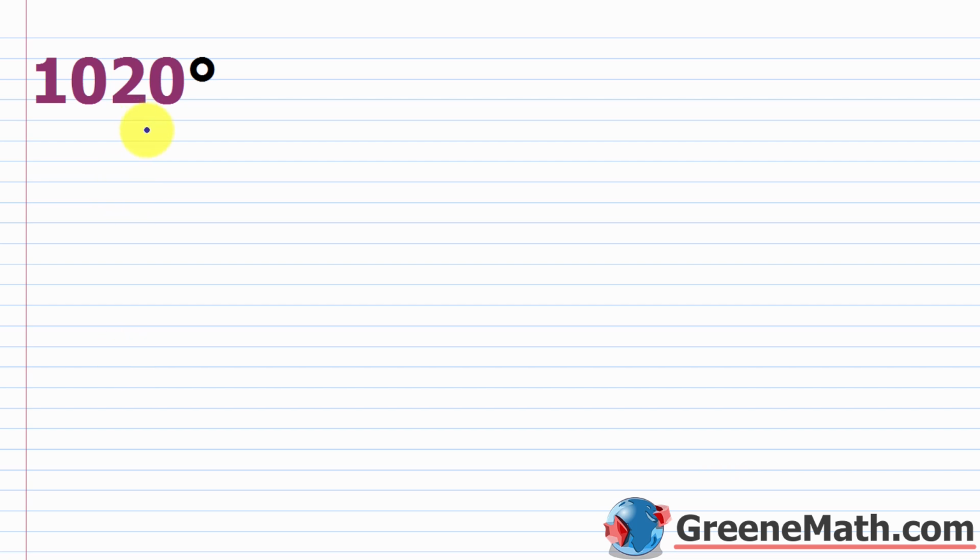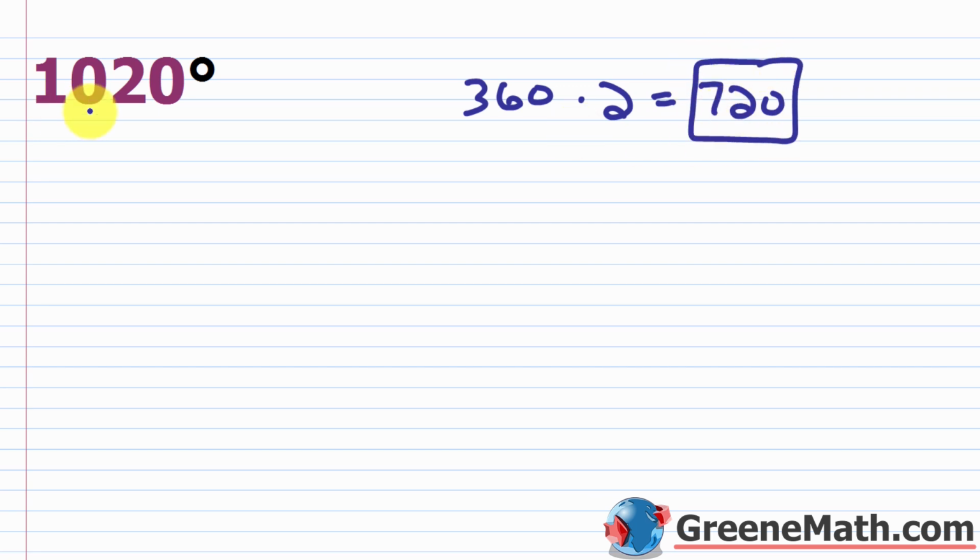I can kind of eyeball that and say, okay, if I take some nice round number, let's say we take 400. So I take 400 twice. That's 800. I know if I subtracted 1,020 minus 800, I'd have 220. So I know I'd be about where I need to be. So what I'm going to do is take 360 and multiply it by 2. That gives me 720. So this is the amount I want to subtract away from here.